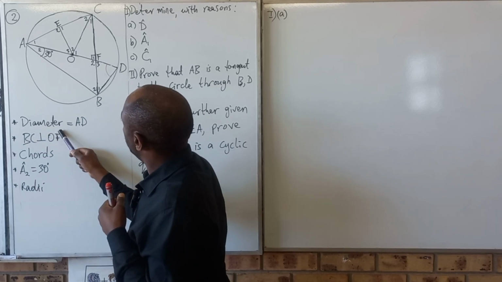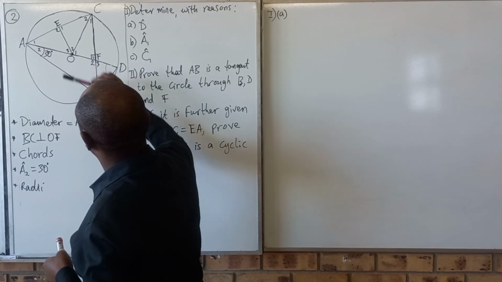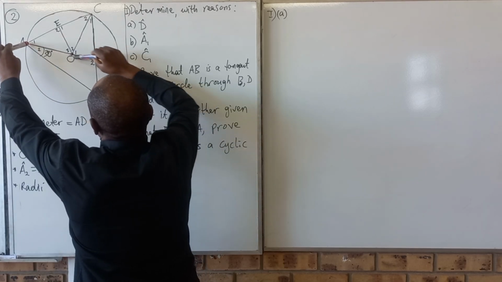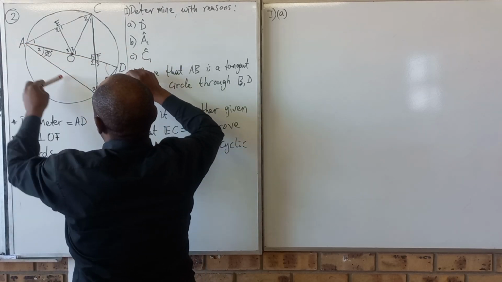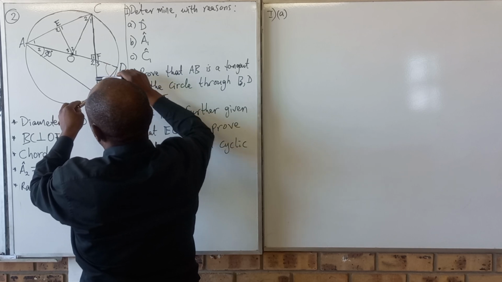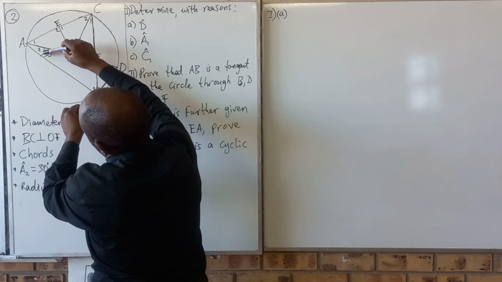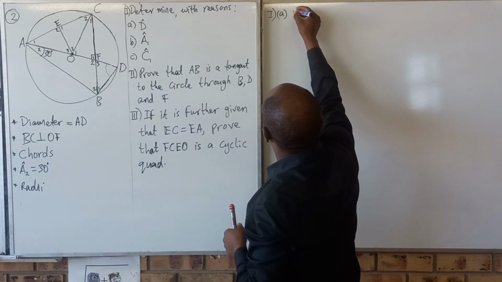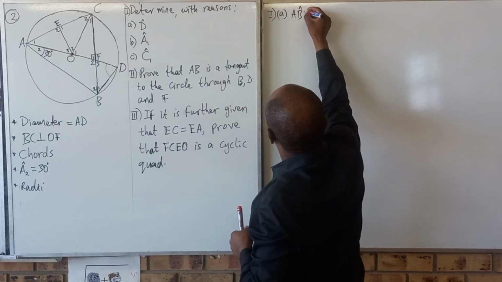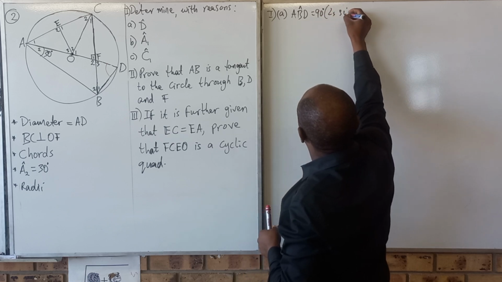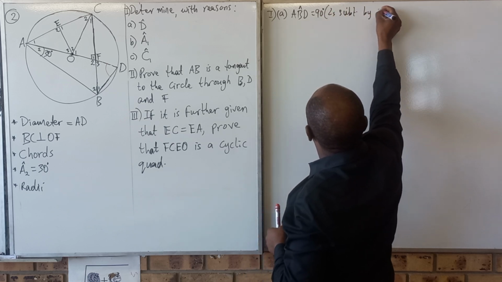my diameter, because I know that angle subtended by the diameter should be a right angle. That means I should be able to use my diameter to create a triangle anywhere on the circumference. So if I know that this angle B is 90 and I know A2 is 30, then it's easy to get there. So I'll start by saying angle ABD is equal to 90. Those are angles subtended by diameter.